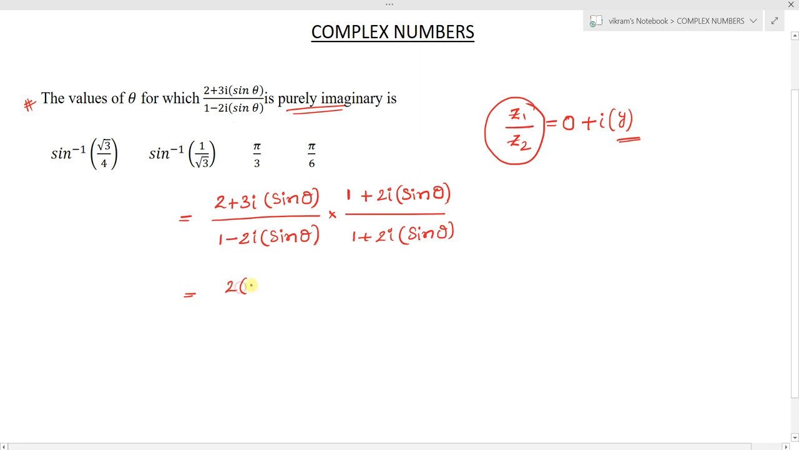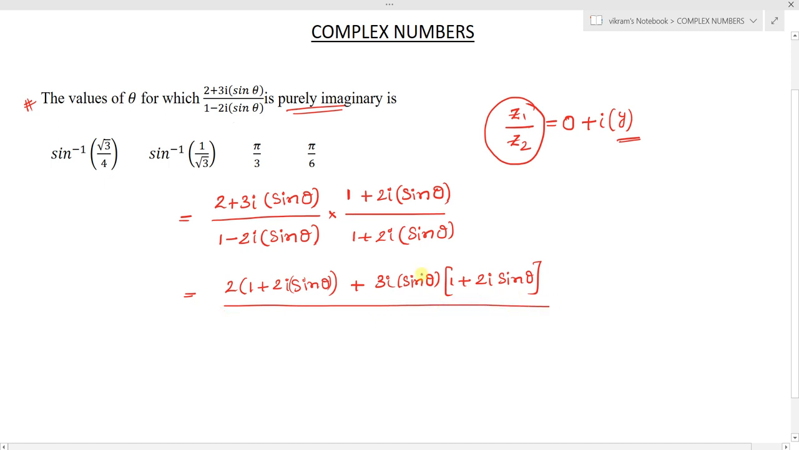Now perform this multiplication. The numerator is 2 plus 3i sine theta multiplied by 1 plus 2i sine theta. And we know that if a plus ib is multiplied by a minus ib, the resultant is a square plus b square.